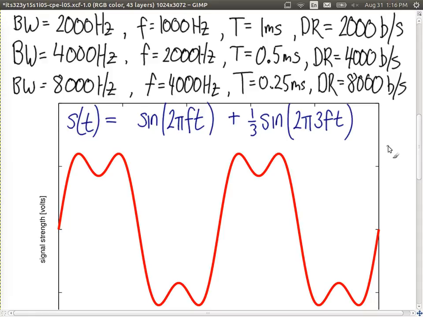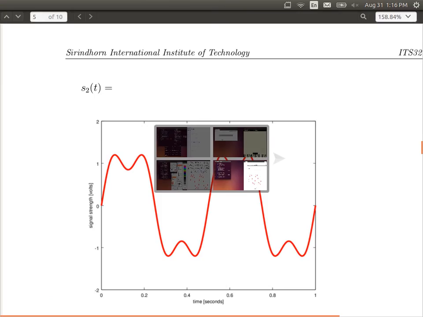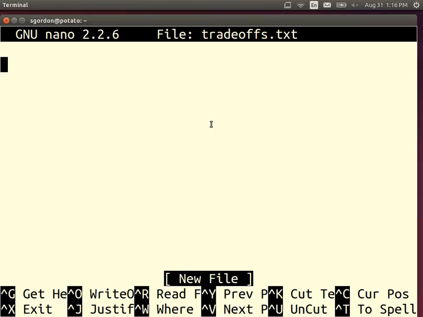Increased bandwidth, increased data rate. That's our first trade-off. It's listed through some of the slides, but today we'll just, in one place, list all these trade-offs. So I'll write them down. You'll see this written down maybe in a couple of slides in the summary of that bandwidth and data rate section.